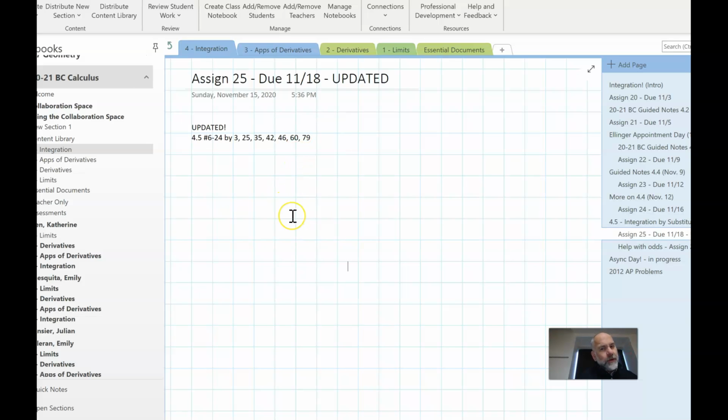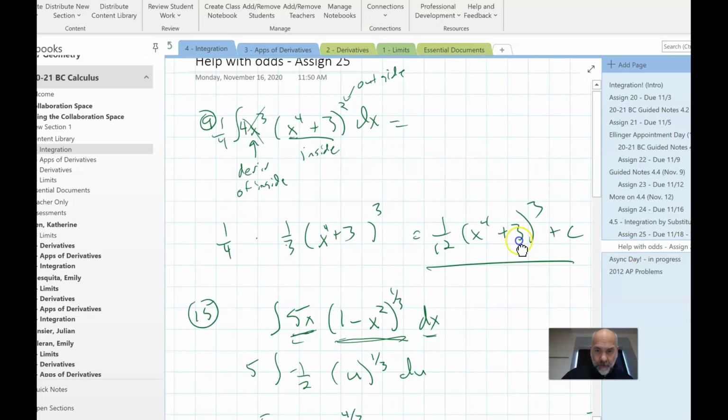Ooh, you know what? I'm going to show you, what the heck, you're going to get an even. I'm going to show you number 60. So this will be the next thing. One of the next things that we were going to get to was doing a definite integral. So I'm going to do number 60.